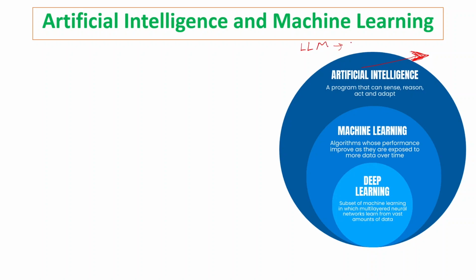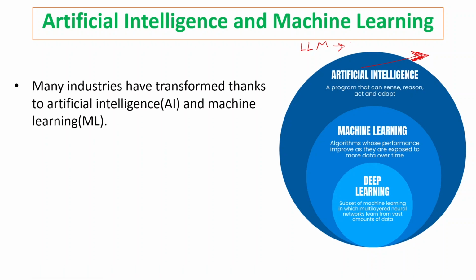For example, we have ChatGPT, this kind of large language model. It will generate content based on our given input, right? Many industries have transformed thanks to artificial intelligence and machine learning. Most companies have reduced their number of employees with the use of AI, and most companies are getting profit because of AI, because they can predict the future with AI and machine learning. So which things will have demand and which things will not have demand in the coming years, they can predict these things.